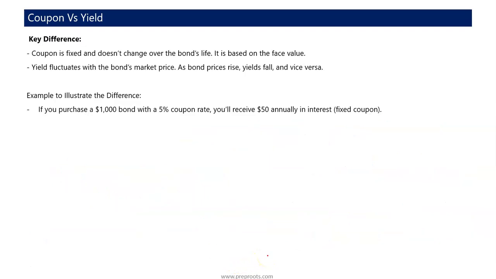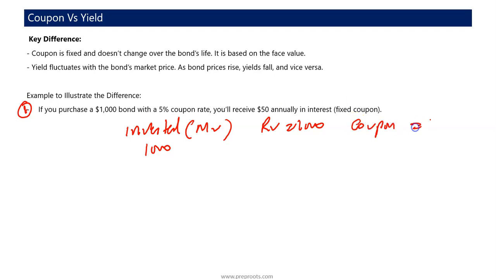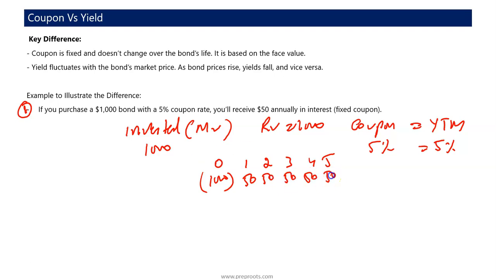So let me explain again. For example, the number one case, if you have invested 1,000, and we normally invest at market value, redemption value is also 1,000. So in that case, coupon is equal to YTM. Coupon is 5%. Market yield is also 5%. So if these are 5 years, you have invested 1,000. Every year you are getting 50. So if the invested amount and the redemption amount are the same, coupon and YTM would be the same.